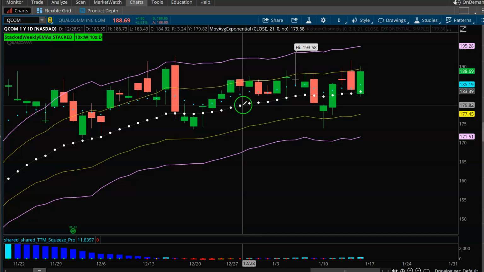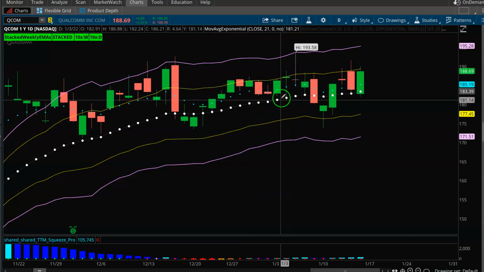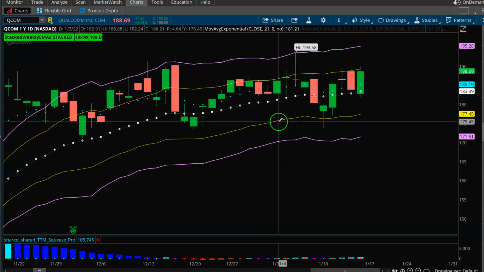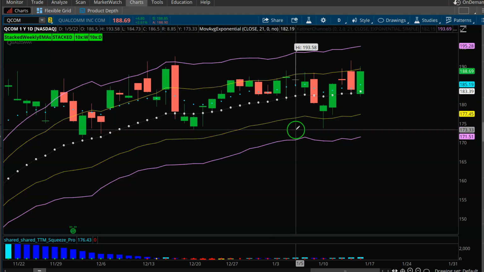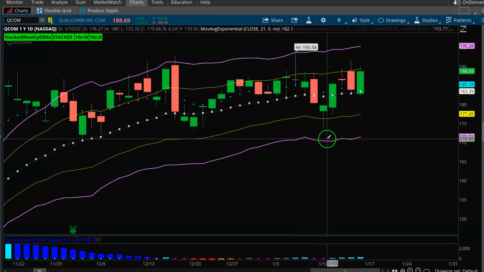So the first thing we want to do here is the basic layout. The white line is the 21 EMA, the blue line is the 8 EMA, and then there are my 2 sets of Keltner channels. The yellow one measures 1 average true range move above and below the 21 EMA. My second set, the purple one, measures 2 average true range moves above and below the 21.